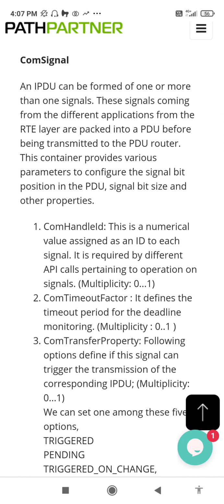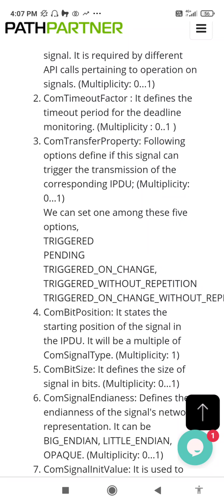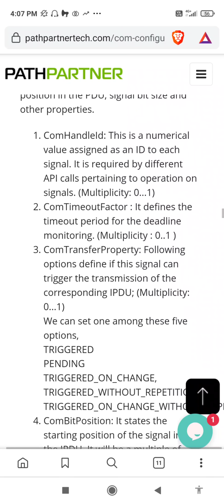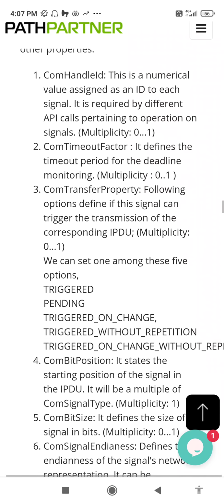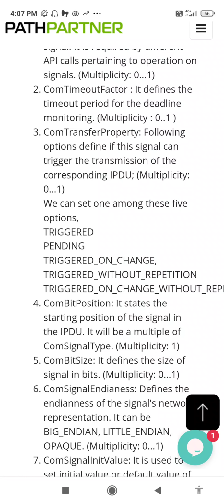This is a numerical value assigned as an ID to each signal. It is required by different API calls pertaining to operation on signals. Multiplicity 0..1. COM timeout factor. It defines the timeout period for the deadline monitoring. Multiplicity 0..1. COM transfer property. Following options define if this signal can trigger the transmission of the corresponding IPDU. Multiplicity 0..1. We can set one among these 5 options: TRIGGERED, PENDING, TRIGGERED_ON_CHANGE, TRIGGERED_WITHOUT_REPETITION, TRIGGERED_ON_CHANGE_WITHOUT_REPETITION.